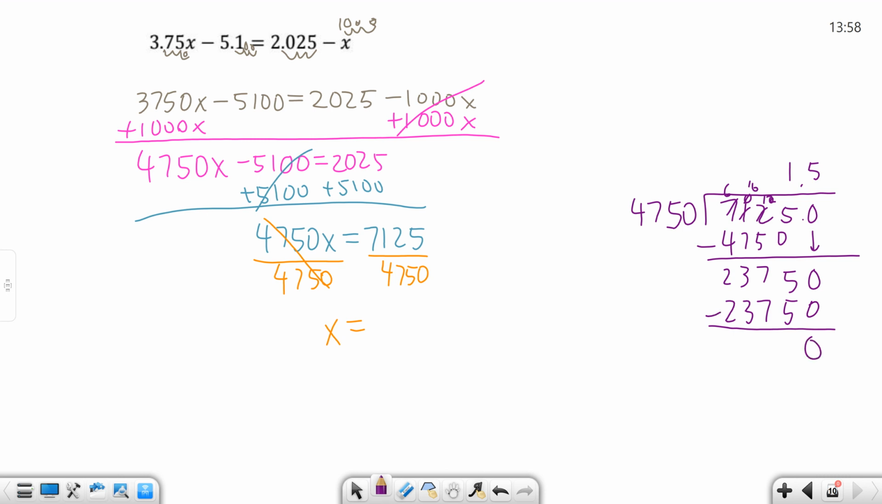So let's just check that with the calculator to see. And if you have a calculator, you just punch it in, you're done. But you can go old school with the division over there. All right, the numbers got kind of big. Let's see. Well, I can't type. 7125 divided by 4750. 1.5 indeed.